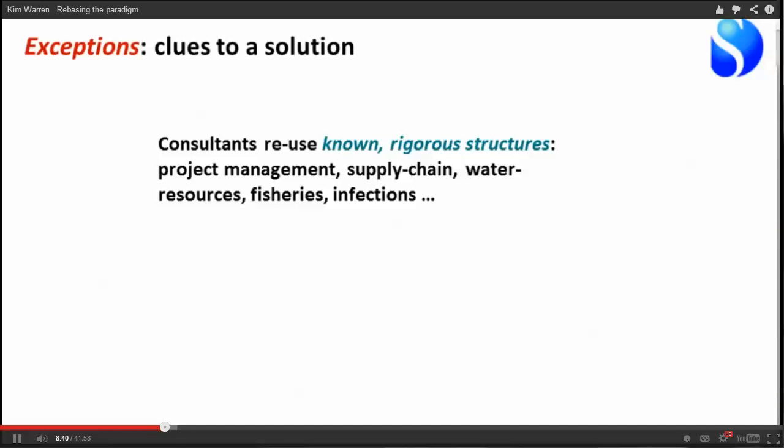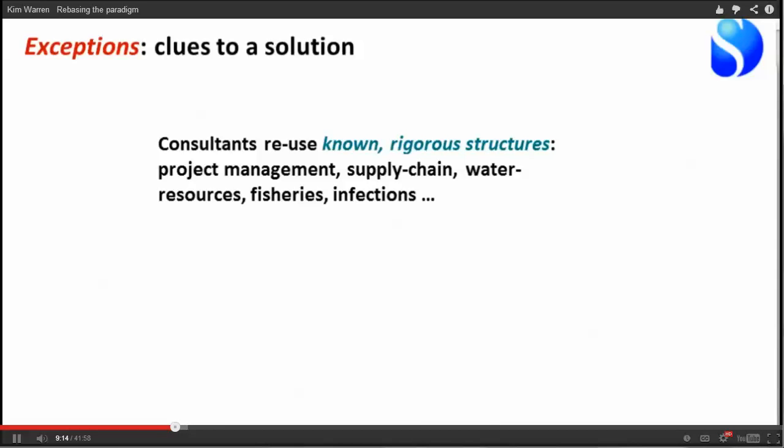Now there are exceptions to this, and I think the exceptions point to an answer to the issue. The consultants in our field, and there are a lot of pretty successful consultants out there. I know there are a lot who struggle as well, but there are a lot of quite successful ones. They don't do this. They reuse rigorous structures that they've used many times before. I have a colleague who specializes in human resource strategy solutions for clients. He doesn't go through that process at all.